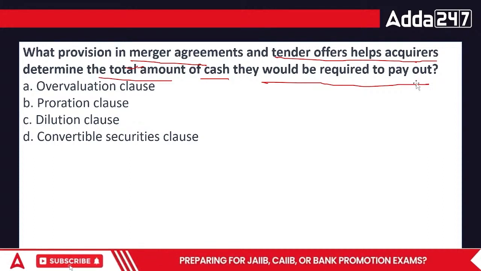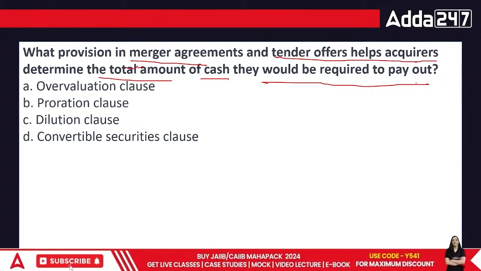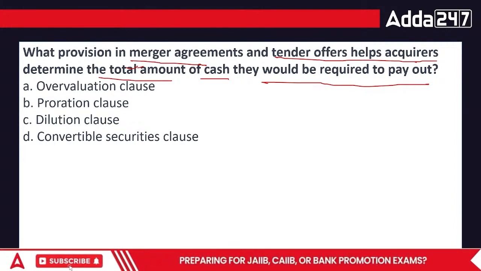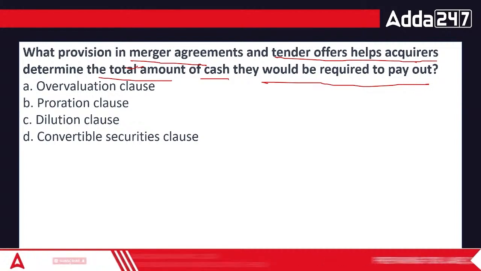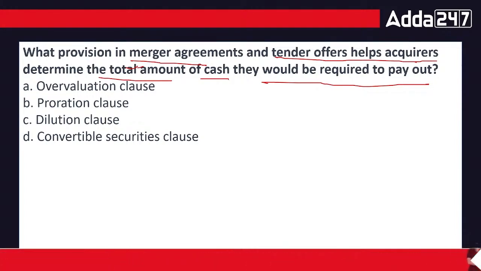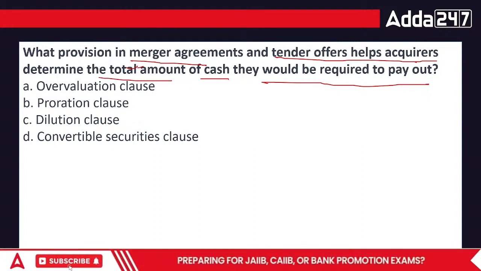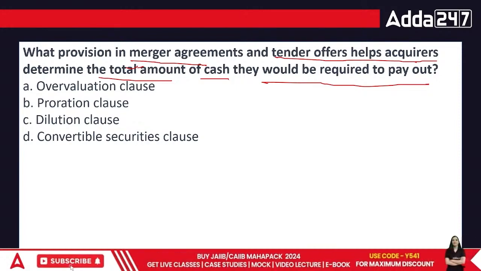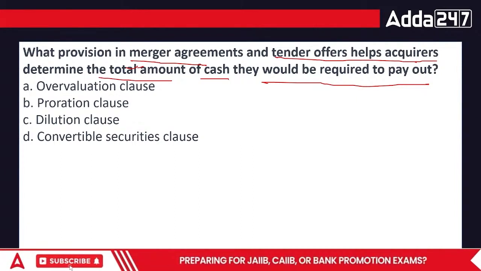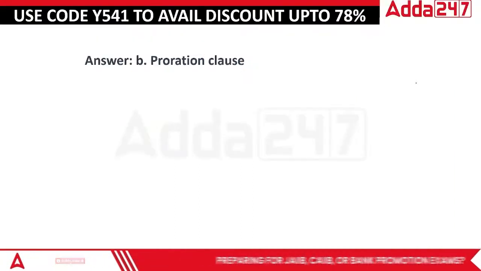That is proration clause. Overvaluation is valuing it at more than the share price. Dilution means giving up that particular portion of your core. We are actually giving up the shares to someone else. And convertible securities means debentures can be converted into shares, because every time an organization will always try to convert their loans into shares. That is proration clause.